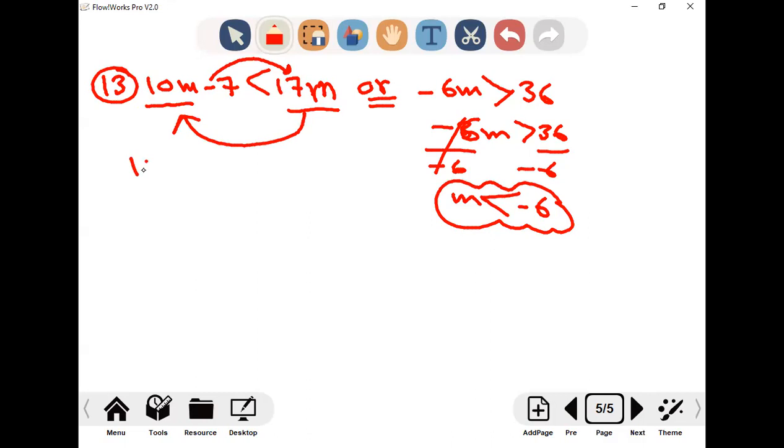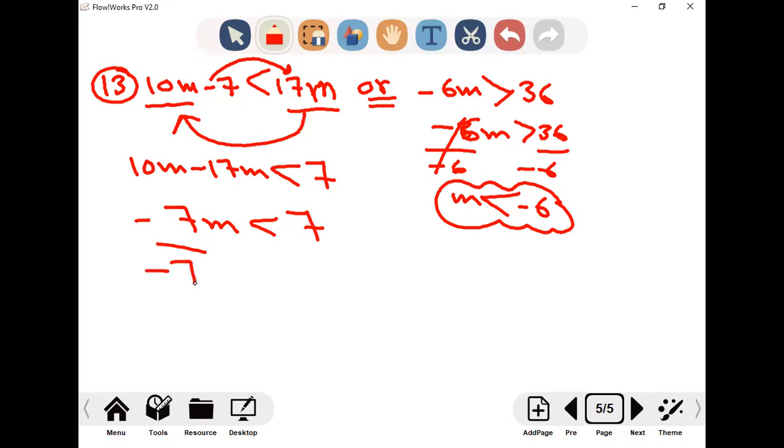So here, 10m minus 17m less than positive 7. 10 minus 17 is negative 7m less than 7. Divide by negative 7 on both sides, so m will be more than negative 1. Now we graph the or. Either this or this, just graph it on a number line.